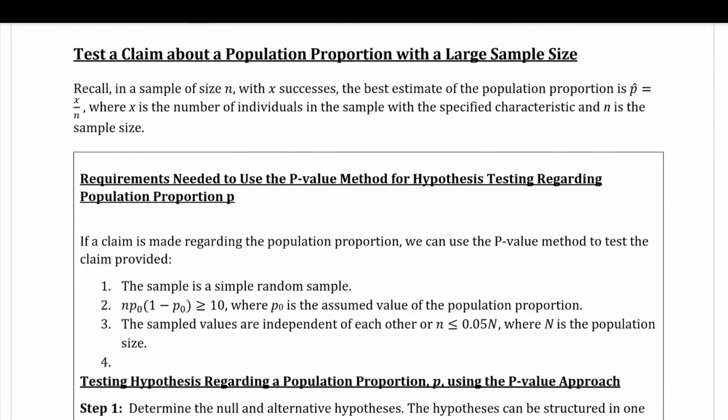Now for every type of hypothesis test, depending on what we're doing a claim on, in this section we're doing a claim on a population proportion, there's always a pre-screening or certain requirements needed in order to see if we can actually approach it in this way. Okay. You can call it like step 0.